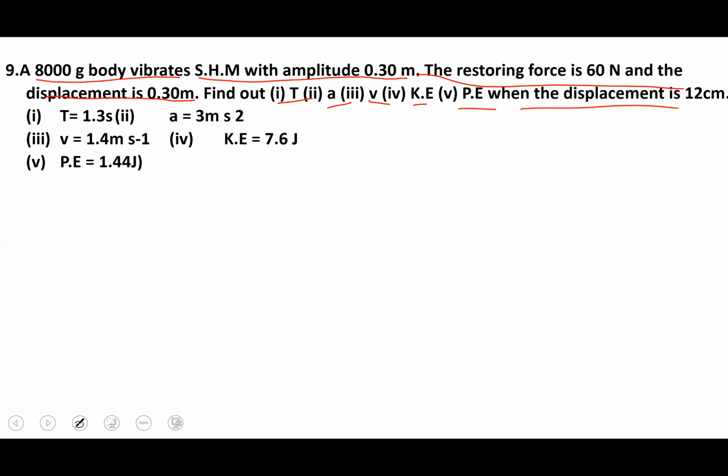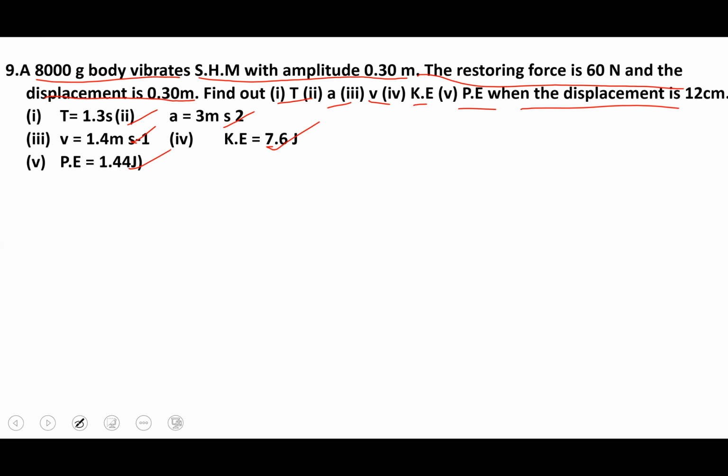12 centimeters. So our answer should be 1.3 seconds, acceleration should be 3 meter per second square, the velocity should be 1.4 meter per second, the kinetic energy should be 7.6 joules, and the potential energy should be 1.44 joules.